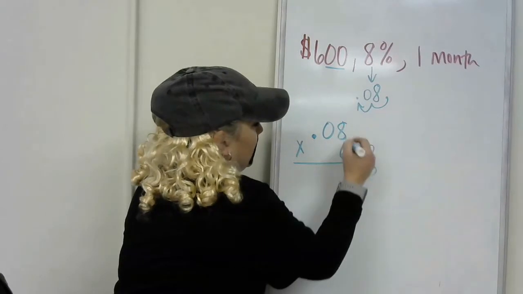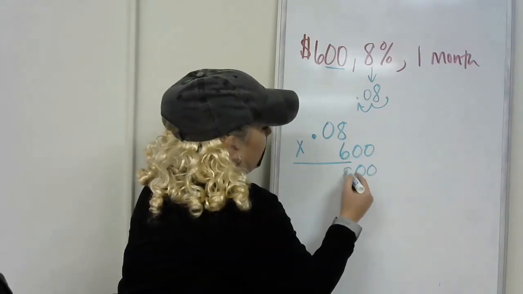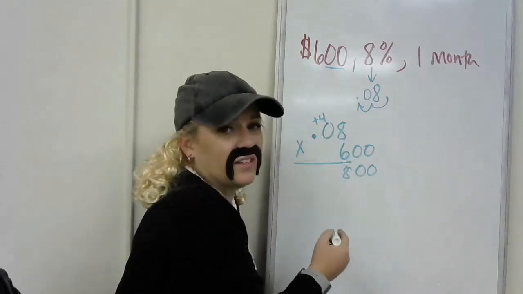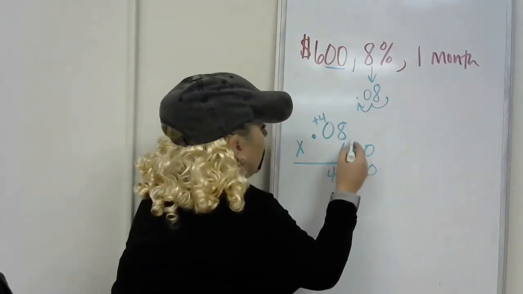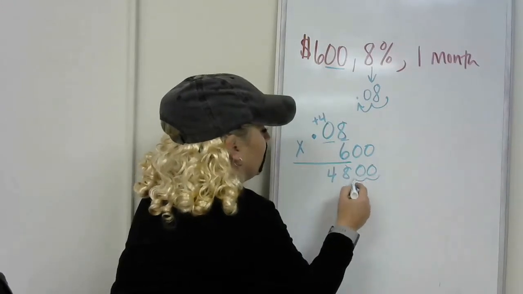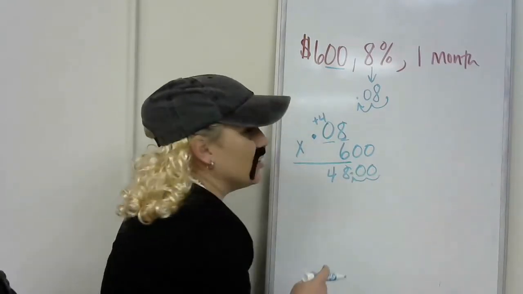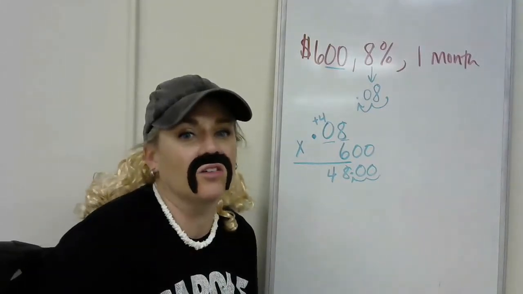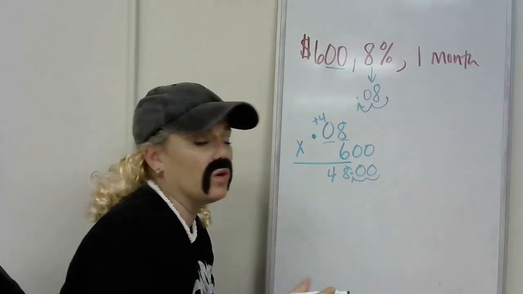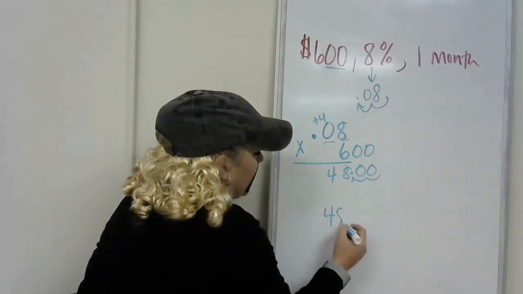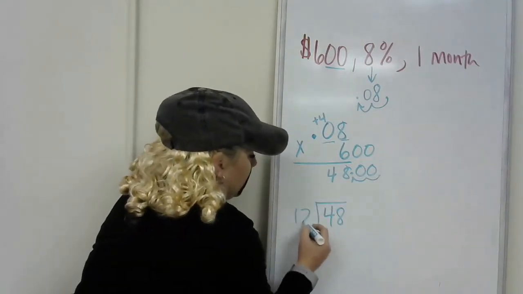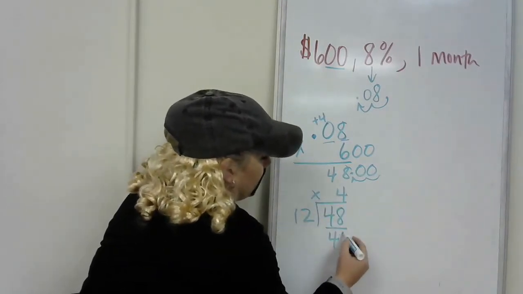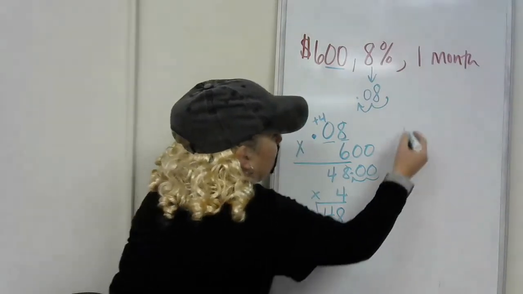All right, 8 times 6 is 48. The 8 can stay. The 4 has to go. And 0 times 6 is 0 plus 4. All right, now I got 2 places. Boom, boom. All right, 48. So in that 1 year, it's $48. $48 for 12 months. So we got to divide that by 12, and 12 will go into 48 4 times. 4 times 12 is 48. So you're going to be paying $4.